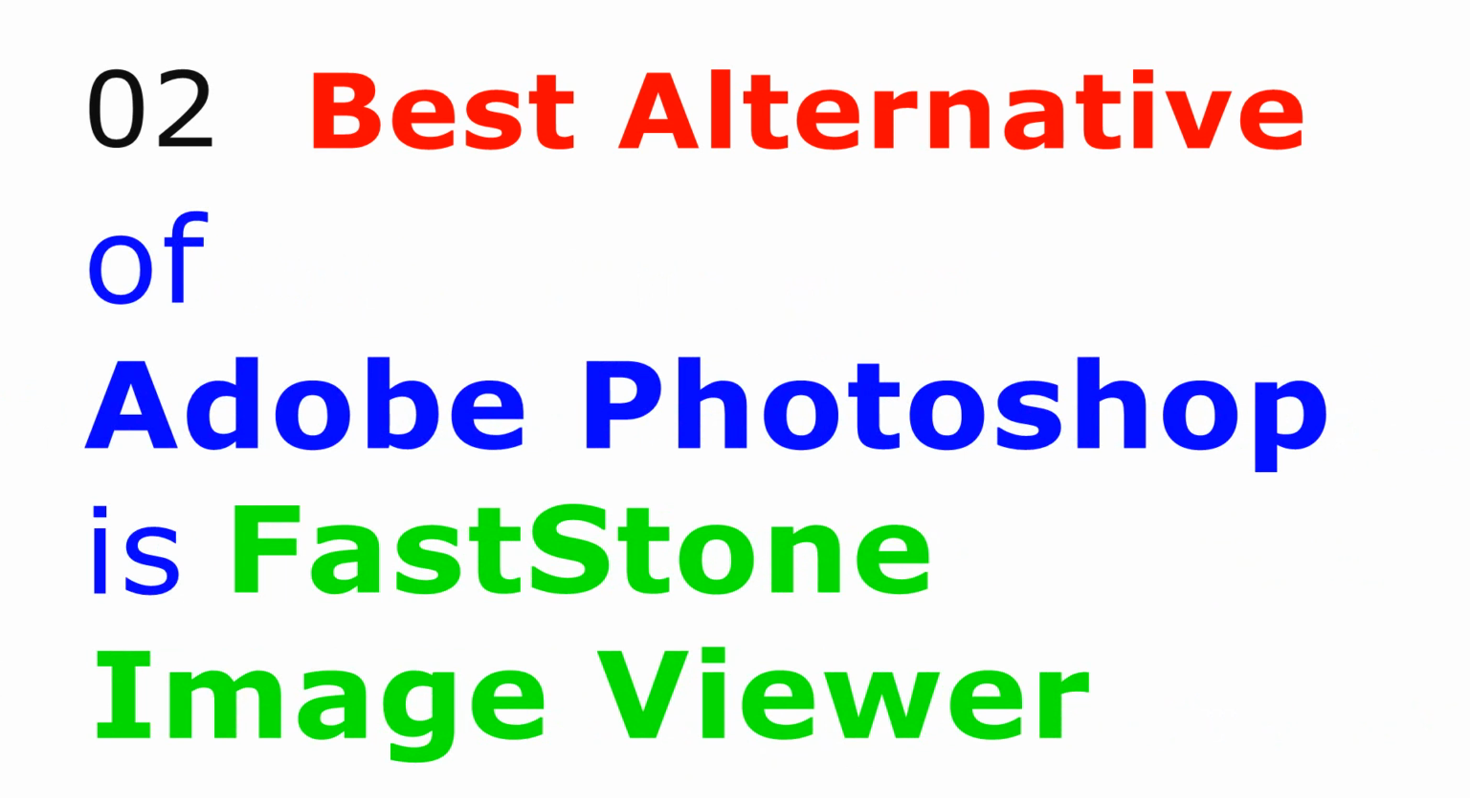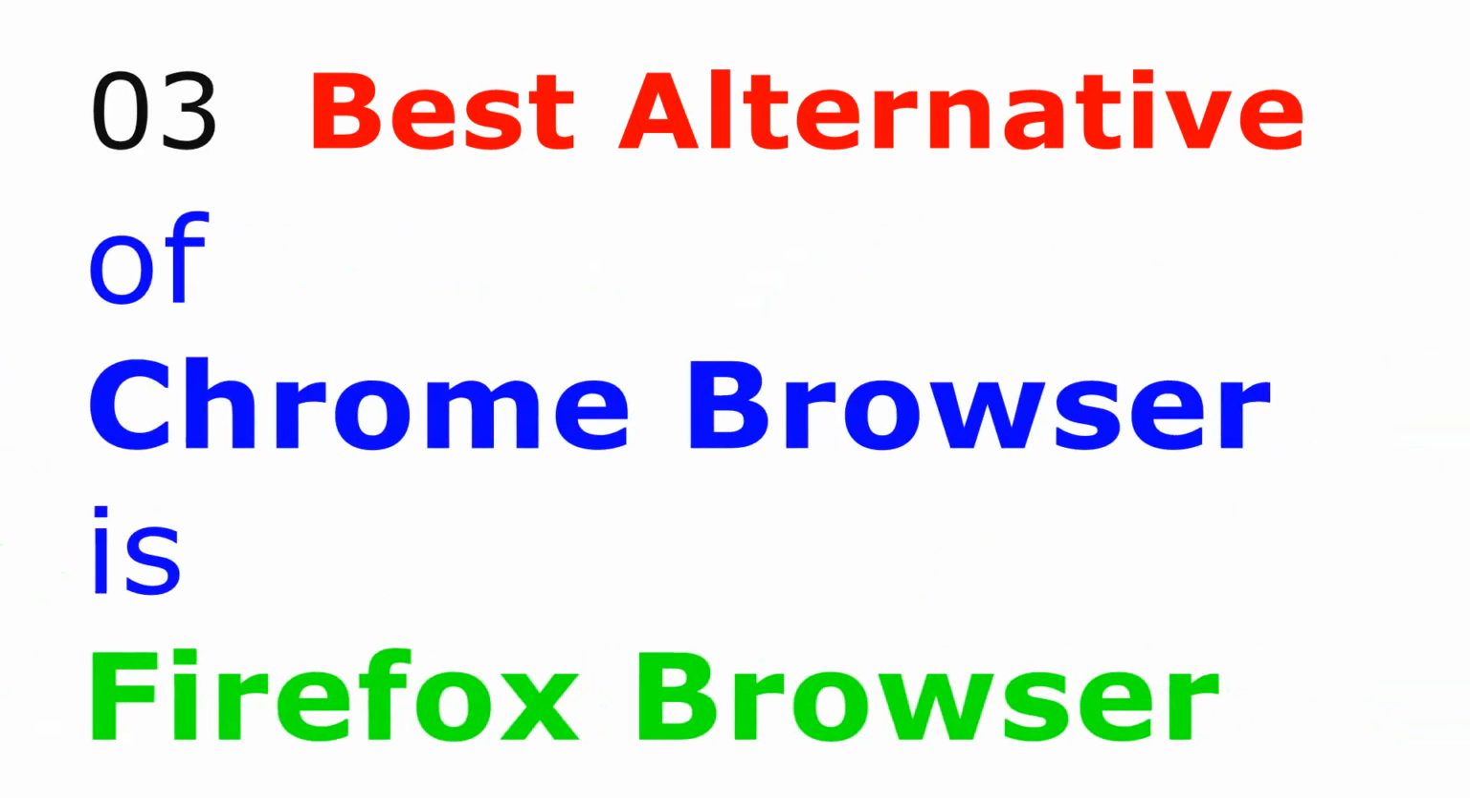Adobe Photoshop costs $34 Australian dollars a month on an annual plan. Faststone Image Viewer will do most of what you want for free. Chrome browser is fine if you don't mind being tracked for everything you look at. Firefox has extensions to block tracking and annoying ads.